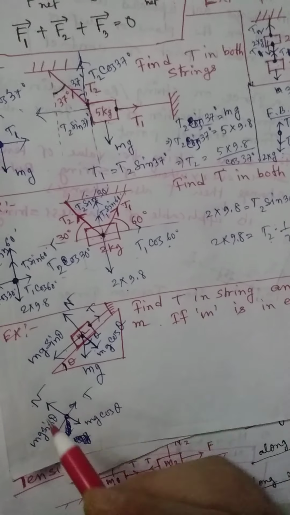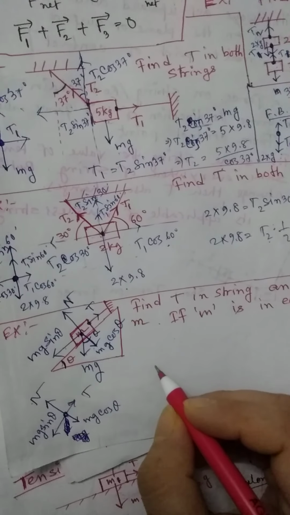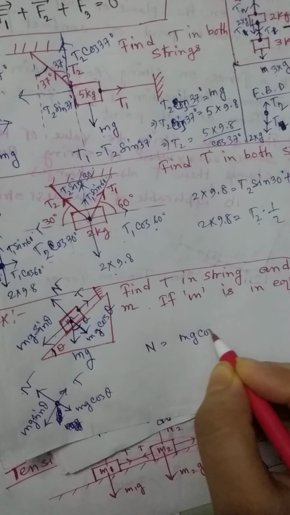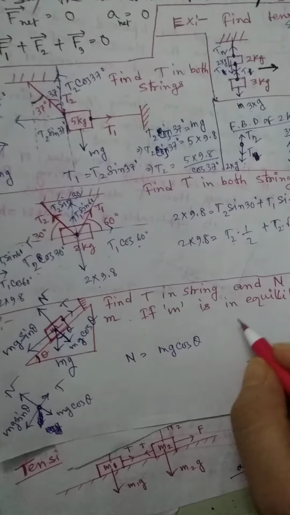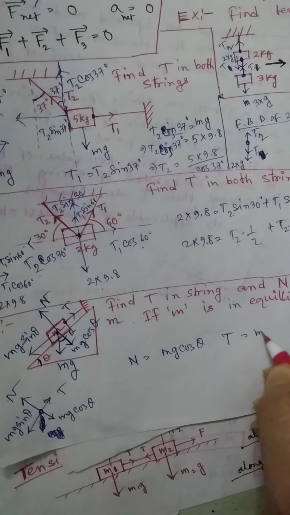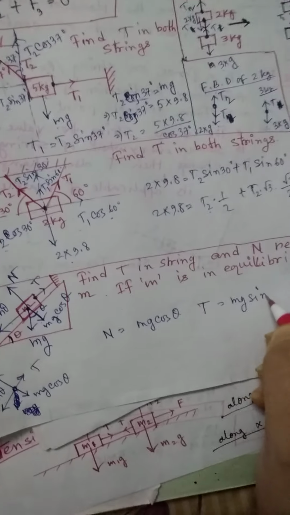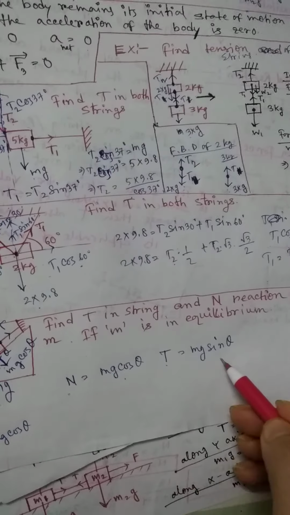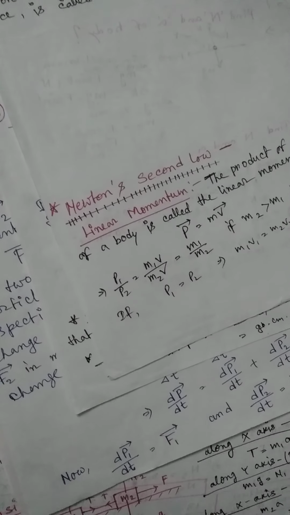So just look at here. In equilibrium, normal reaction equals mg cos theta and tension T equals mg sin theta. So this is the value of normal reaction and this is the value of tension force.